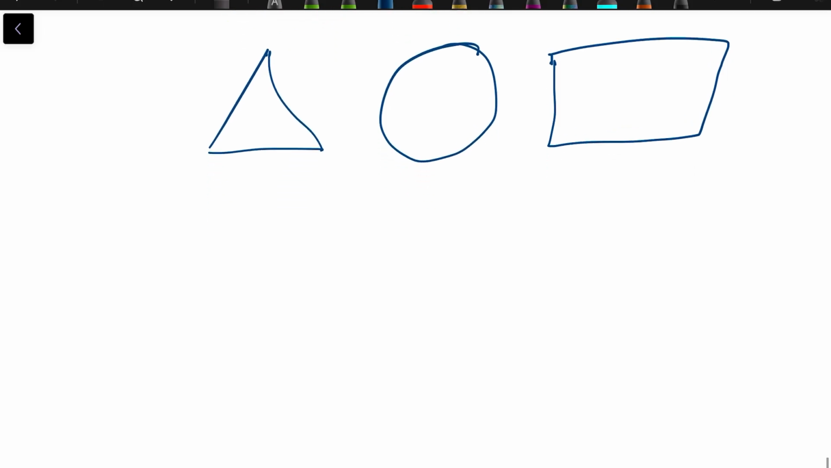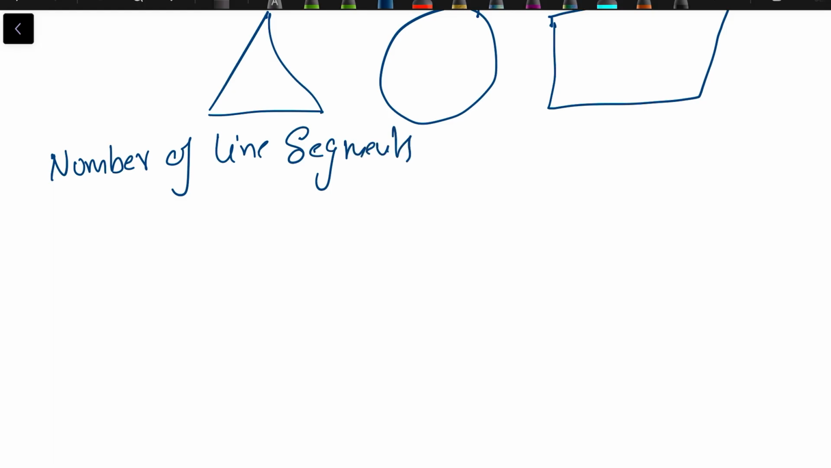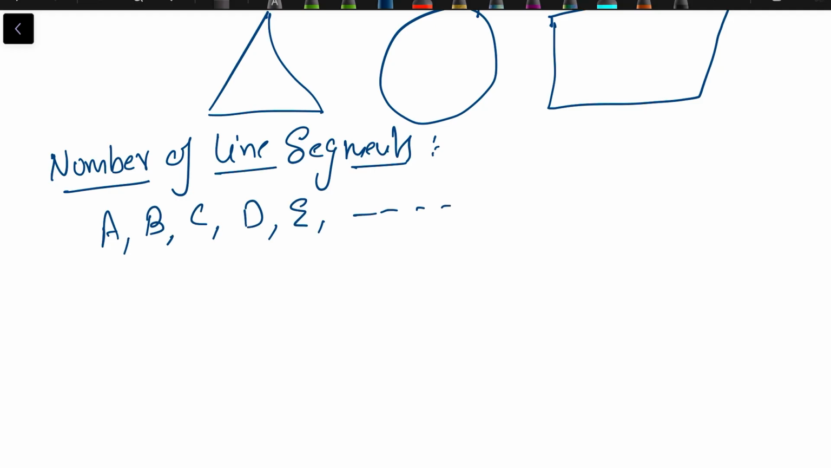So now we will discuss the number of line segments. Number of line segments means if I have a point A, we have B point, we have C point, D point, E point, and till we have the infinity points on the line segment.